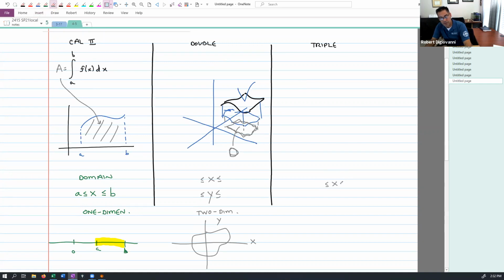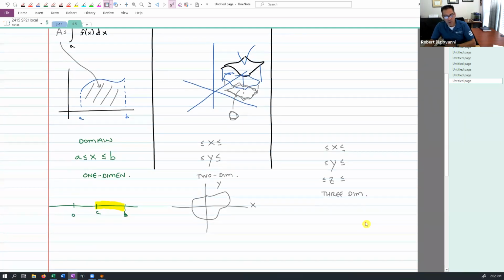X has got to be between something, right? Y has got to be between something. And Z's got to be between something now, because you're going to have three variables. And so you're going to have a three-dimensional domain, aren't you? And so now, isn't your domain here three-dimensional? Just some solid object in three-dimensional space?